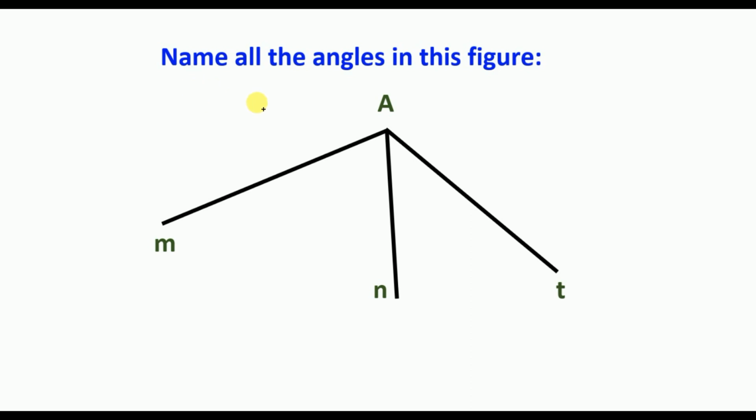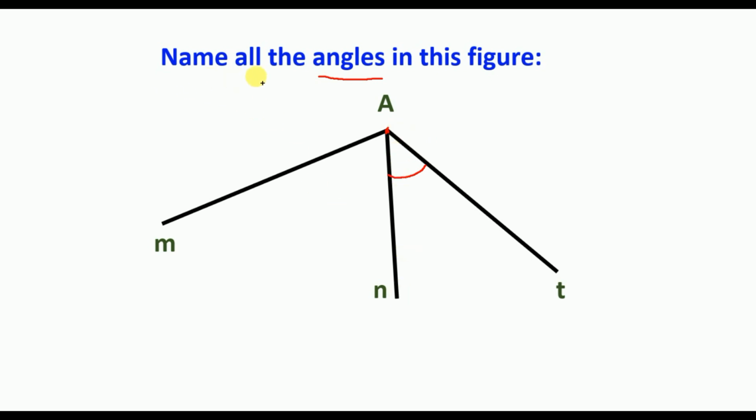Now let's solve this exercise. Name all the angles in this figure. In this figure we have the three semilines AM, AN, and AT. They have same origin A. To name an angle, we need to find two semilines having same origin. For example, AN and AT are two semilines having same origin A. The surface between them is the first angle. This angle we name it NAT or TAN.